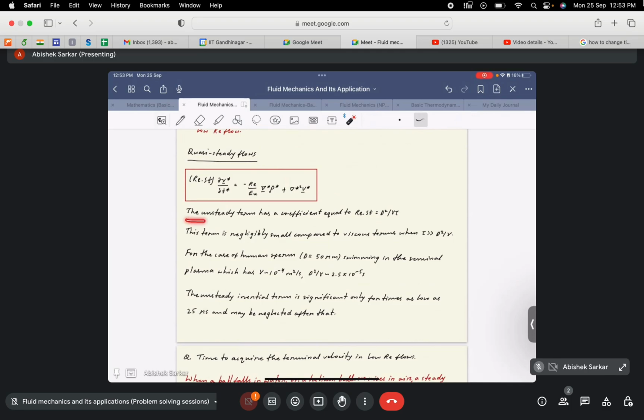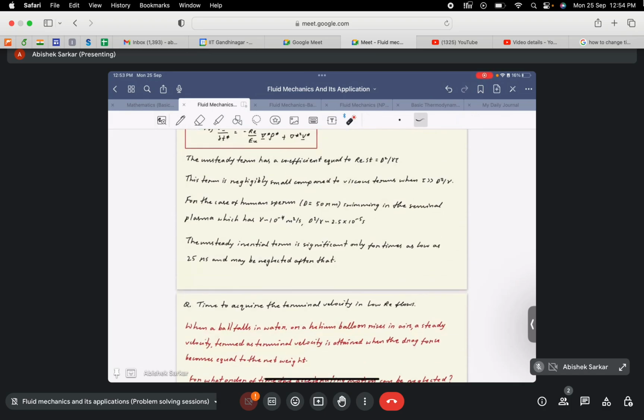The coefficient of the unsteady term is equal to d square by nu, and this coefficient would be negligibly small compared to viscous terms when tau is much greater than d square by nu. Basically, if tau is greater, then this value is much less than 1. So if tau is much greater than d square by nu, then this term can be easily neglected. Let's take an example of the human sperm, where the diameter of its head is 50 micrometer, swimming in a seminal plasma which has a viscosity of 10 to the minus 4 meter square per second. So d square by nu gives us 2.5 into 10 to the minus 5 seconds.